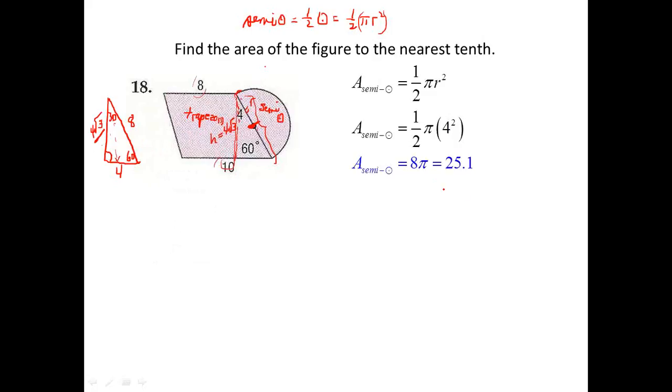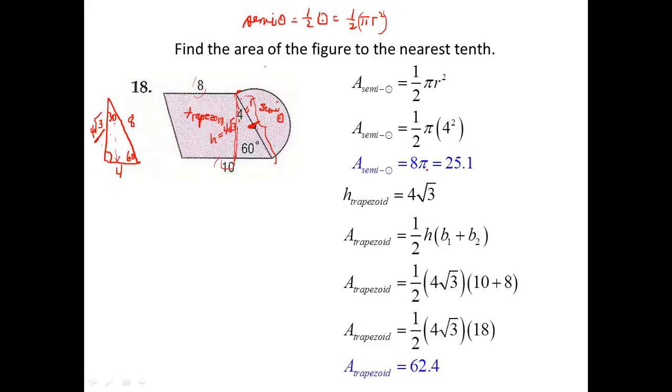Semicircle, half. Trapezoid, get my height, fill in the blanks, let the calculator do the work since you're saying rounding. Now as I look at it, I see I have a trapezoid and I've got a semicircle added to it. So I'm adding those pieces together. There's my answer.